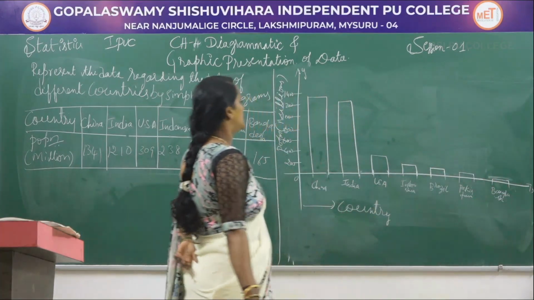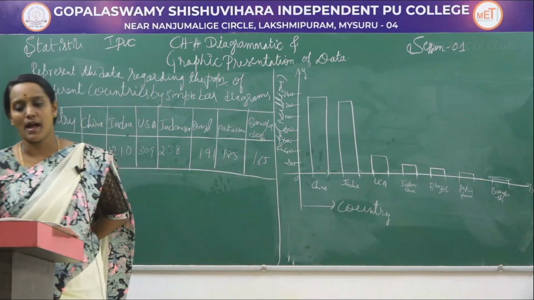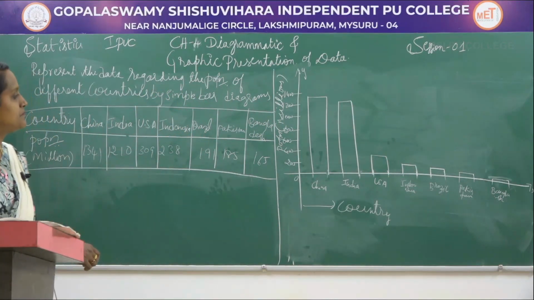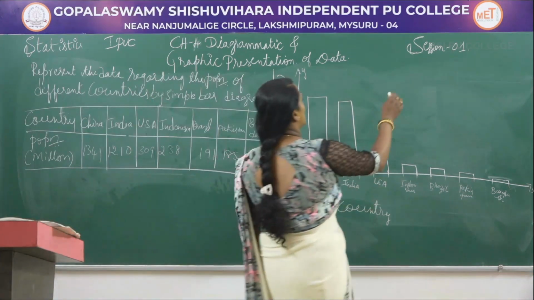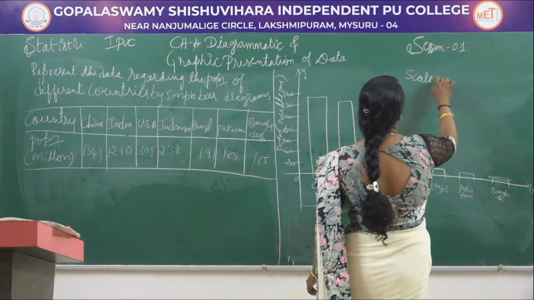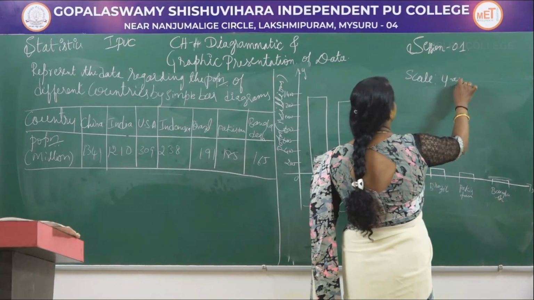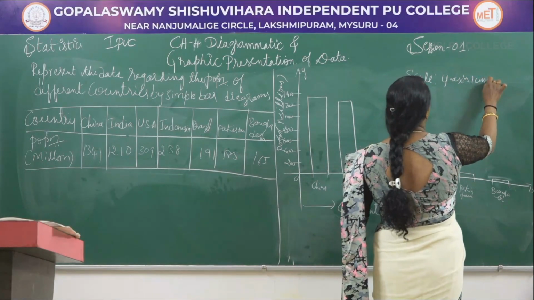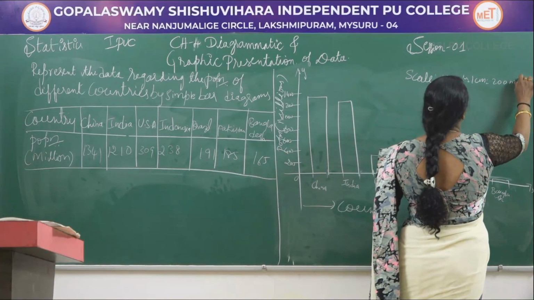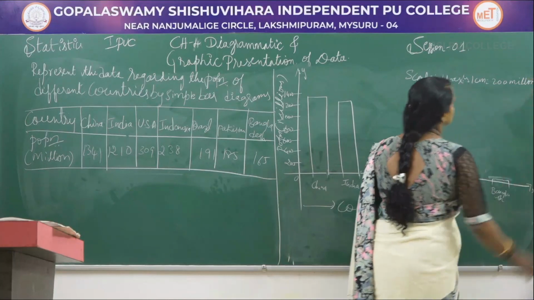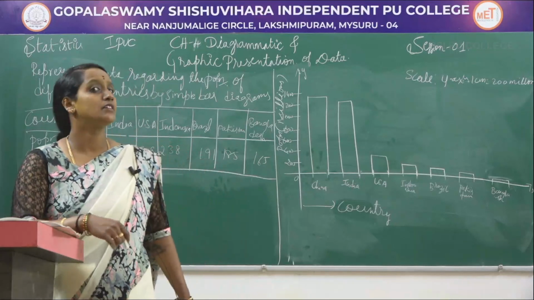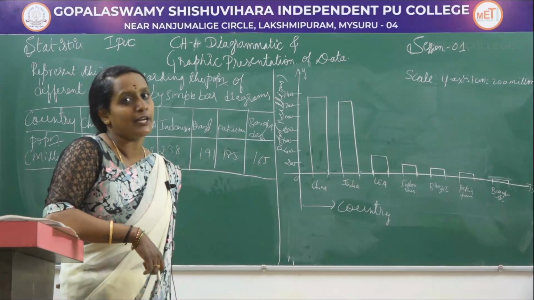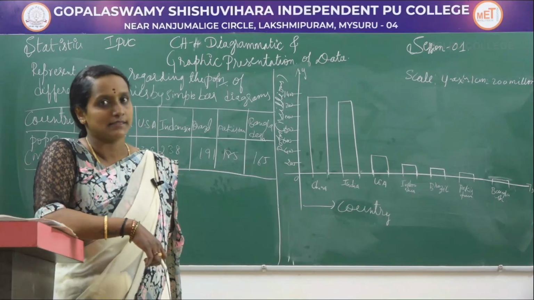Okay, this is how a simple bar diagram looks. And I have to write the scale again. Here scale is y-axis, 1 centimeter is equal to 200 million. While you are doing the diagrams and graphs, scale is very, very important. That will also carry the marks.